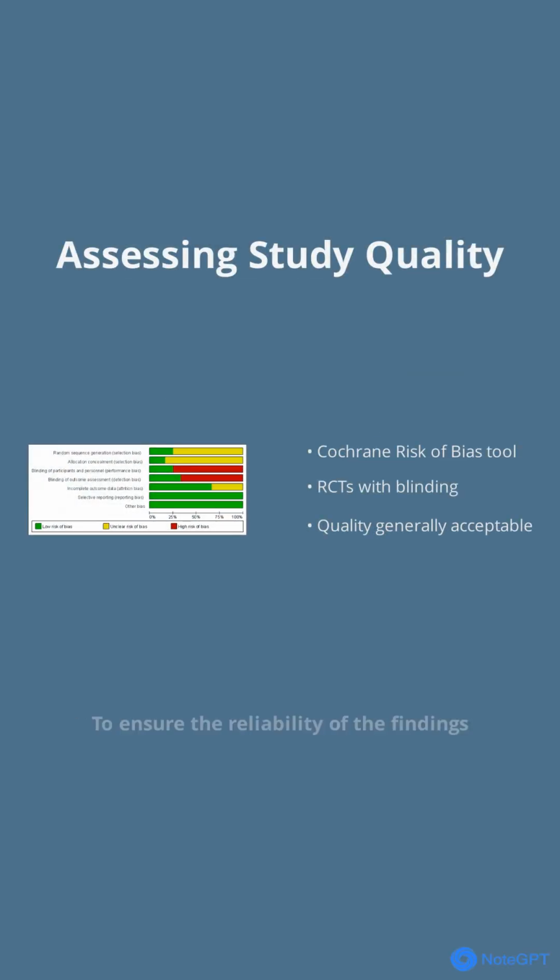To ensure the reliability of the findings, researchers used the Cochrane Risk of Bias tool to assess the quality of the included studies. This tool examines factors like randomization, blinding, and data integrity. Most studies were randomized controlled trials, with some using double blinding and allocation concealment. While a few studies had missing data or unclear blinding procedures, overall, the quality was considered acceptable for drawing meaningful conclusions.